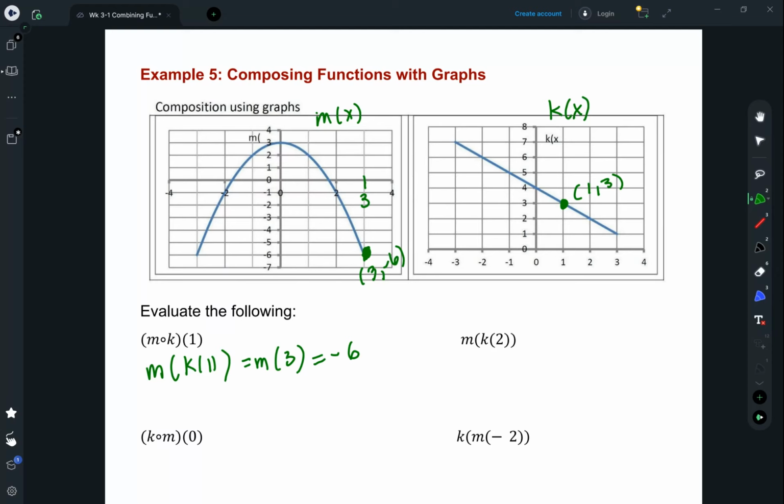All right, how did that go? Hopefully it went smoothly. Let's try m of k of 2. Well, what's k of 2? Here's k, here's 2. k of 2 is 2. So this is just m of 2. Make sure I go to the m graph. m of 2 looks like -1 to me. So m of k of 2 is -1. Let's try k of m of 0. Again, we work inside. So m of 0: go to my m graph, go to 0. It looks like m of 0 is 3.